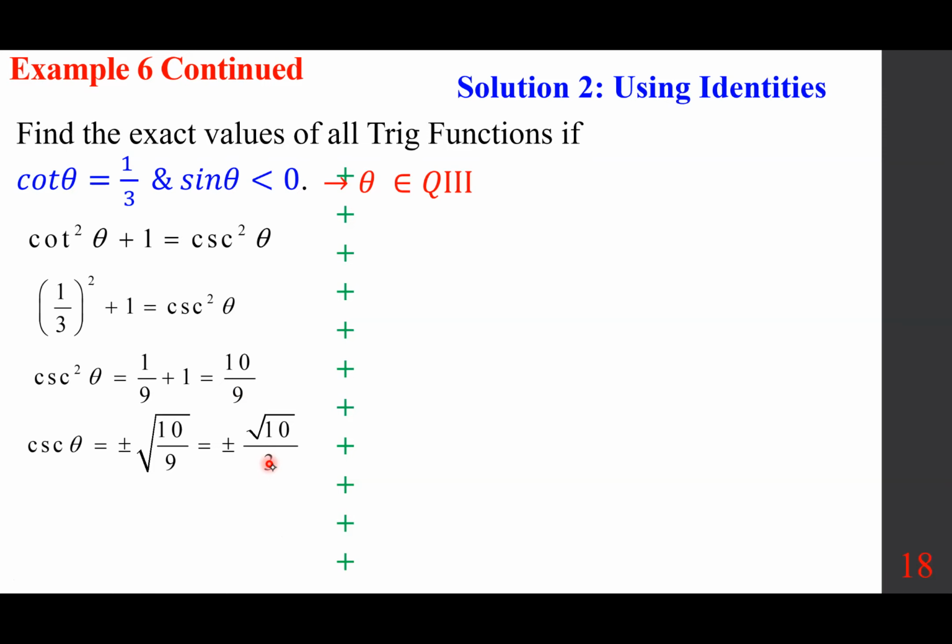Now cosecant is the reciprocal of sine, and because sine is negative here, so is cosecant, or you can say because we are in the third quadrant. Either way, you have to come up with the proper sign. You first write plus or minus, then you make a decision according to the quadrant.